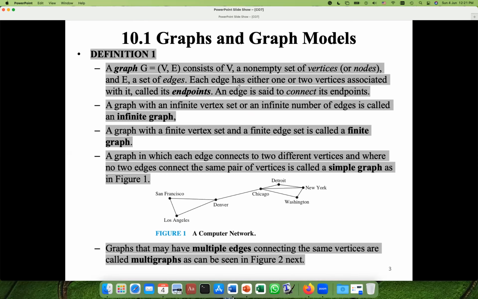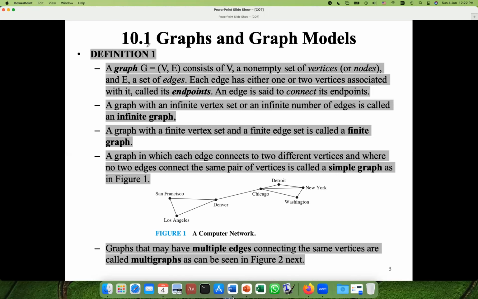So this is the first section of chapter 10 from your textbook. And the first section is graphs and graph models. So first we will see some theoretical stuff so that we can get the understanding of different terms which are available in graphs. So first we have the definition.